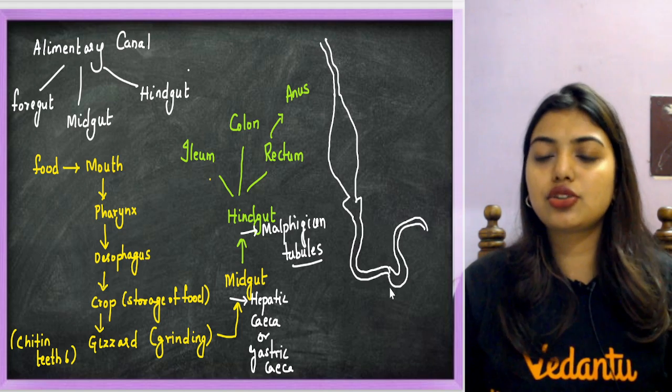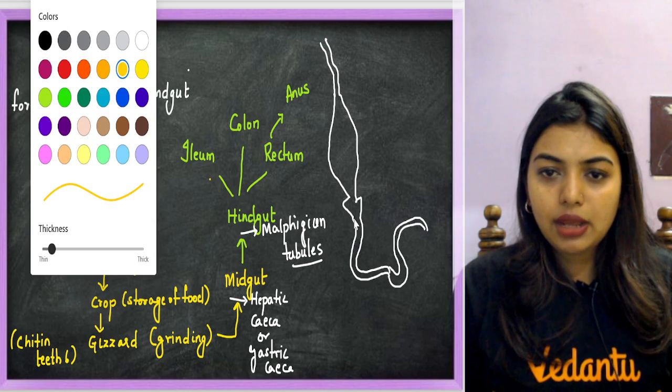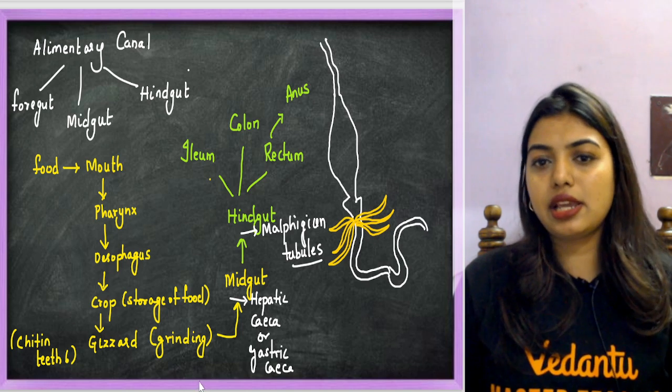From the hindgut it is going to come to the rectum. Now, between this is the biggest importance, right? Between the gizzard and your midgut there are around 6 to 8 hepatic caeca. Okay, 6 to 8 hepatic caeca are going to be present.